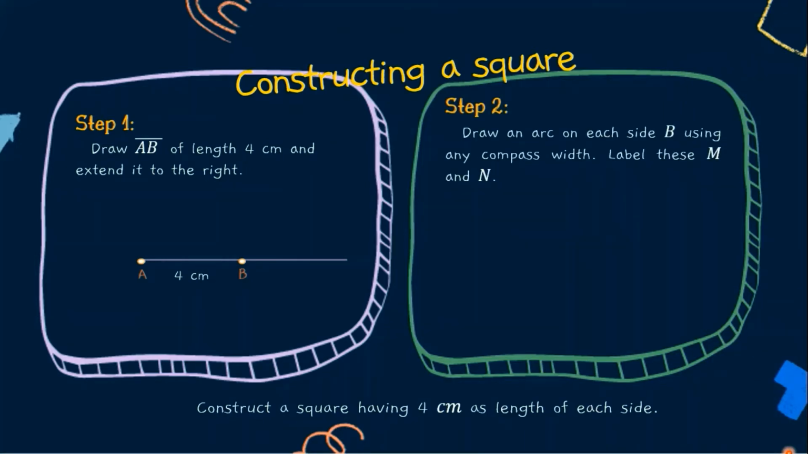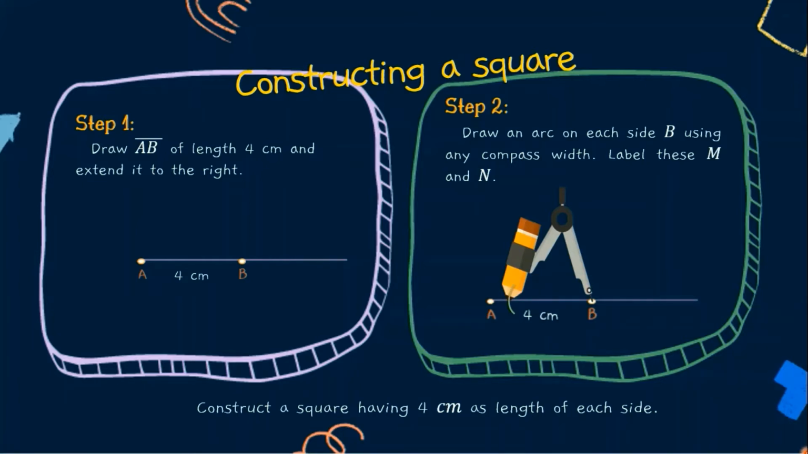Step 2, draw an arc on each side of B using any compass width and then label these as points M and N. Ito yung ating last construction from step 1. Kuha tayo ng compass. Yung width nitong ating compass ay hindi naman binanggit specifically kung ano yung sukat. However, I would recommend na yung width niya ay less than 4 cm but somehow greater than 3 cm. Katulad ng ganitong set ko.